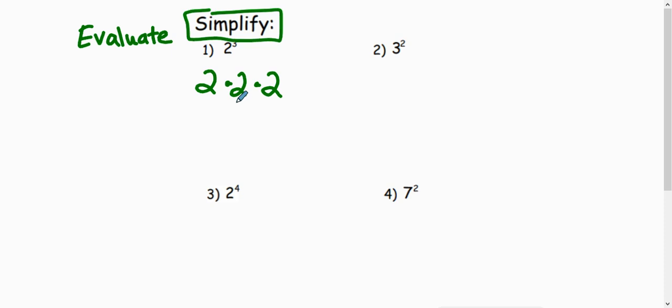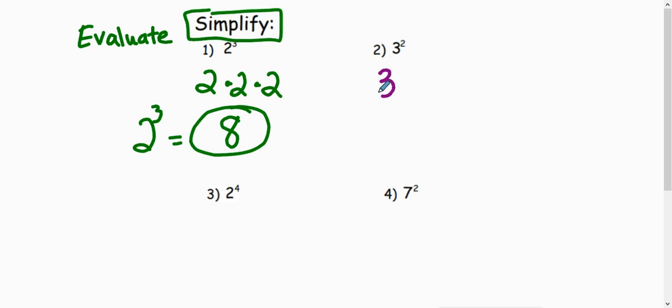What's 2 times 2? 4 times 2 would be 8. So 2 to the third power is 8. So let's look at 3 to the second power. Looks very similar, right? 2 to the third, 3 to the second. But what's my base here? This time it's 3. And how many times am I going to multiply it by itself? My exponent is 2, so I'm going to multiply 3 by itself 2 times. And what's 3 times 3? 9. Excellent.